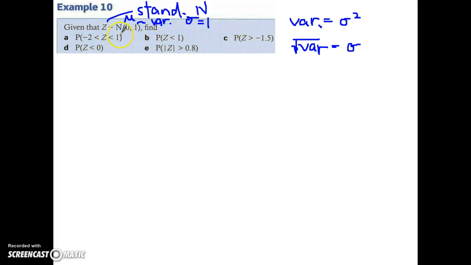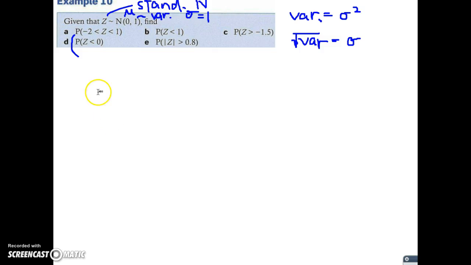When you are writing a normal distribution or a standard normal distribution, make sure you have the mean and the variance. All right, so let's look at A. The probability of -2 is less than Z is less than 1. What does this actually mean? I'm going to type this down.